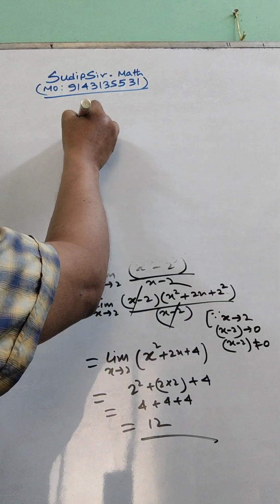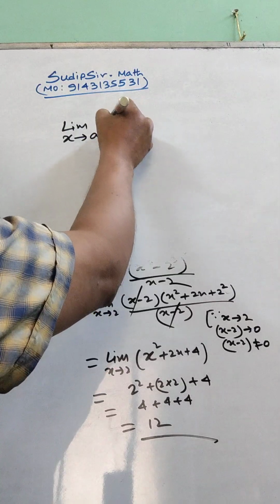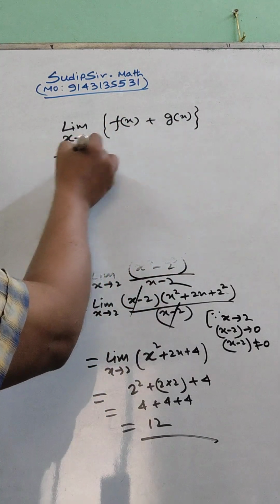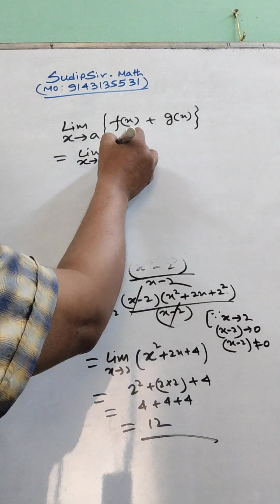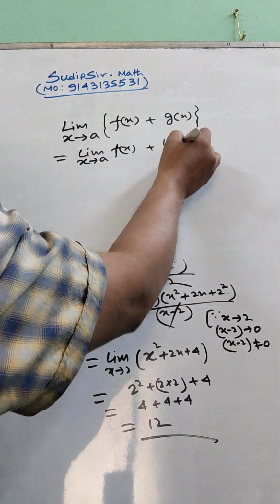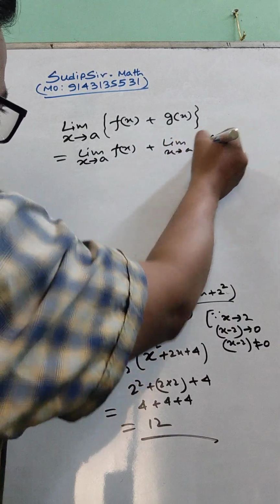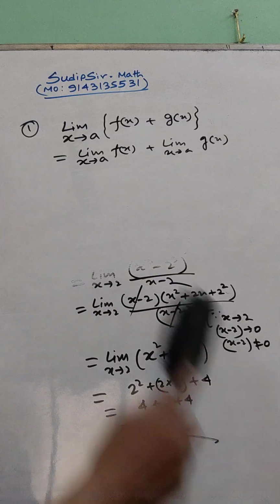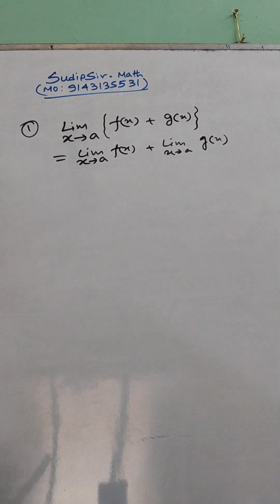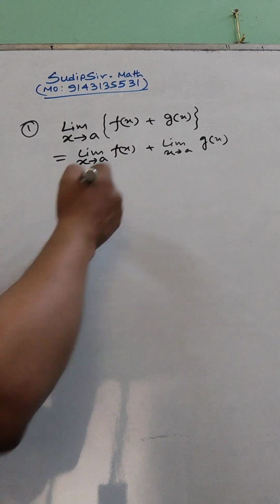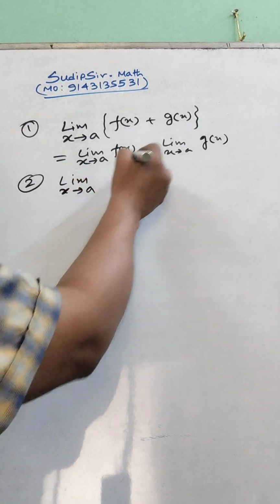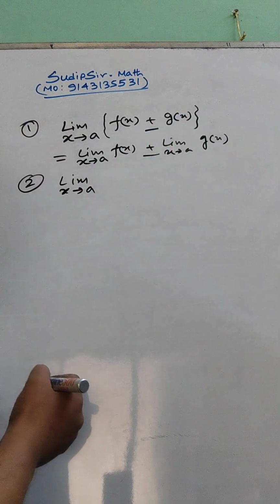Now for limits we have to follow some properties. Suppose limit x tends to a of f(x) plus g(x), where two functions are there. Now you can separate it: limit x tends to a of f(x) plus limit x tends to a of g(x). Again, if it is minus, then also you can separate it by giving minus.